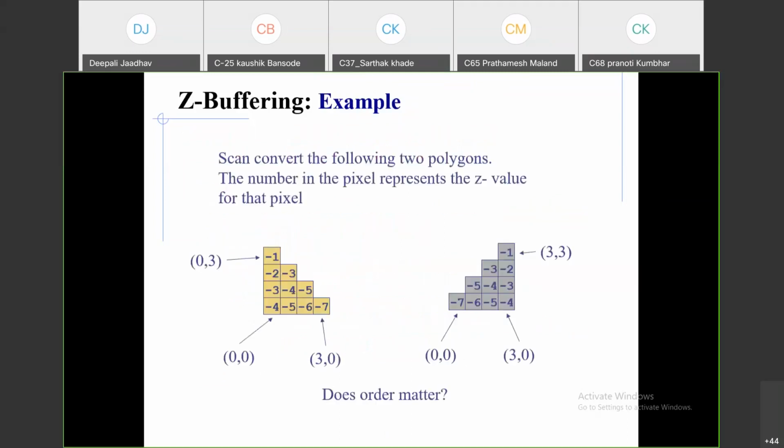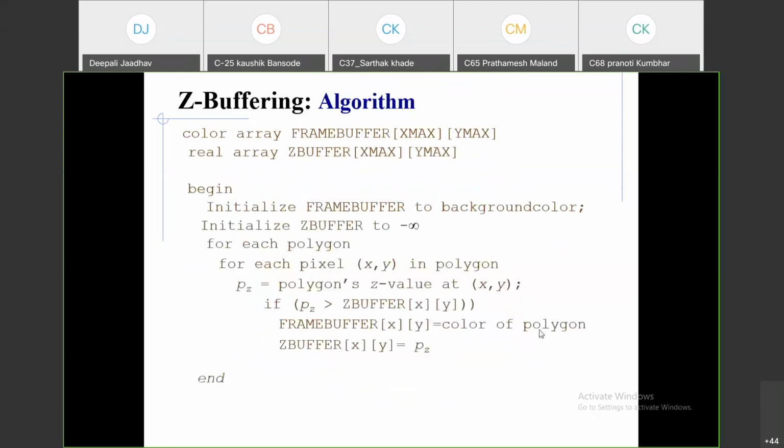See, for example, if we consider these are the pixels, initially all are stored with the background color. And then this is the z buffer. So -1, -2, -3, these are the z values calculated at that particular pixel x and y.